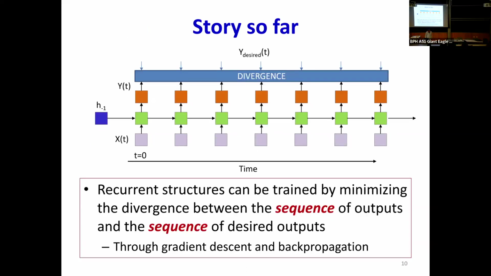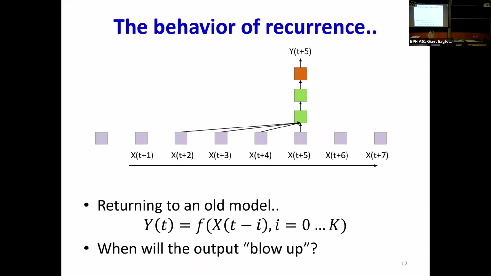Now, let me go back and analyze how these things behave. Now, consider this network. This is a convolutional network. Now, assume that the inputs are always bounded. Is the output always going to be bounded? If my activations are bounded in slope.